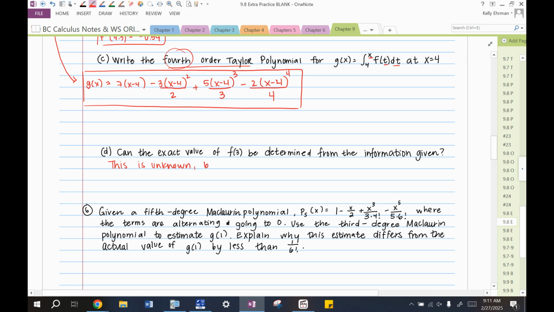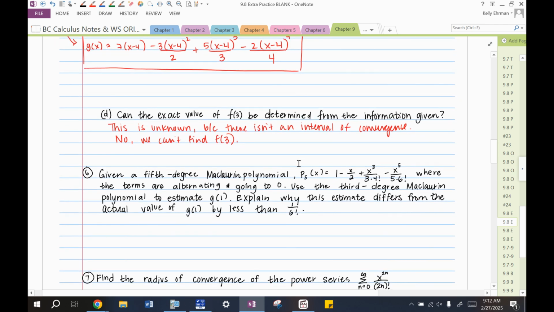this is unknown because there isn't an interval of convergence. They would need to give us that since we don't have a function to figure it out for ourselves. So the answer is no, we can't find f of 3. We're basically lacking information to find f of 3. If I found out that the interval of convergence, let's say it was anything between 3 and 5, including 3, then yes, we'd be able to find it by just plugging 3 into f of x, and that would be the answer for the sum of the series.